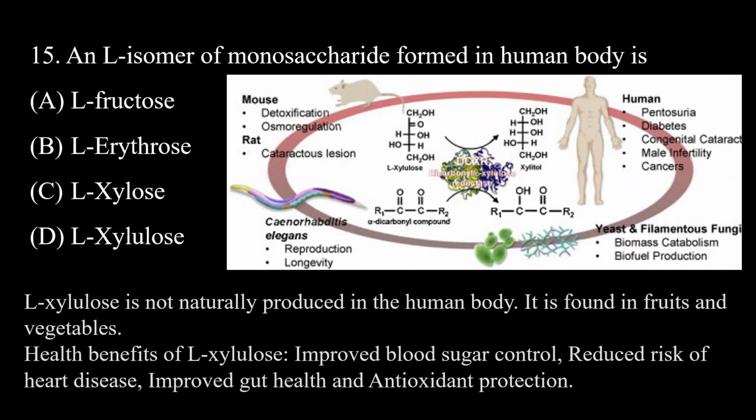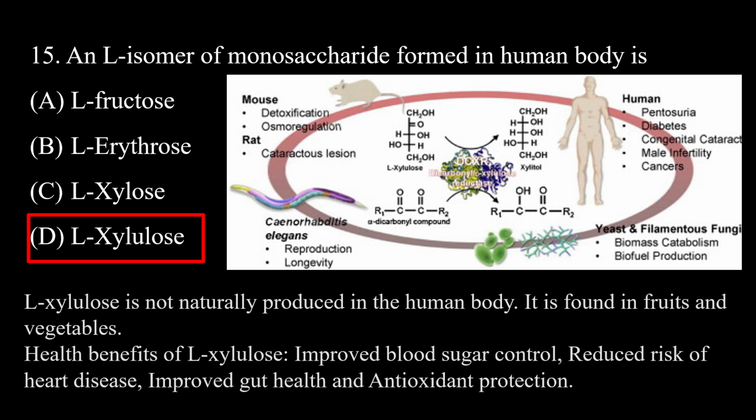Question number 15. An L isomer of monosaccharide found in the human body is A. L-fructose, B. L-erythrose, C. L-xylose, D. L-xylulose. The right option for this question is L-xylulose. The only L isomer of monosaccharide found in the human body is L-xylulose.